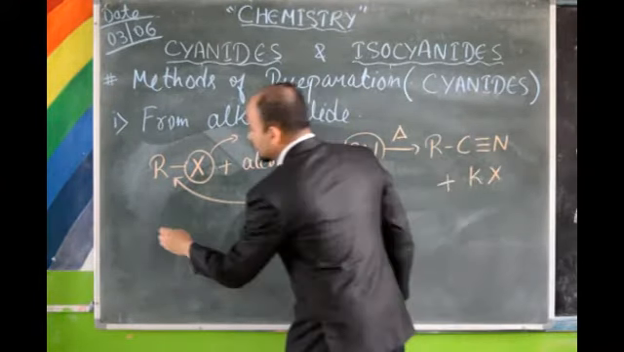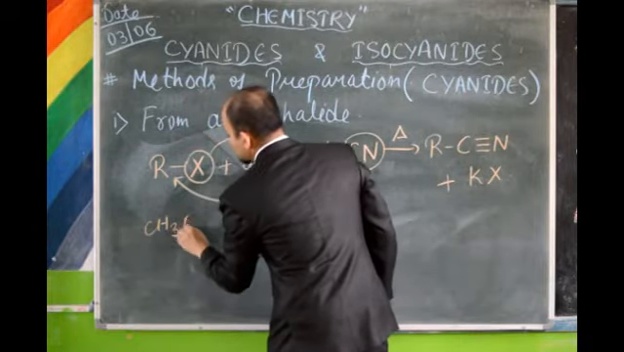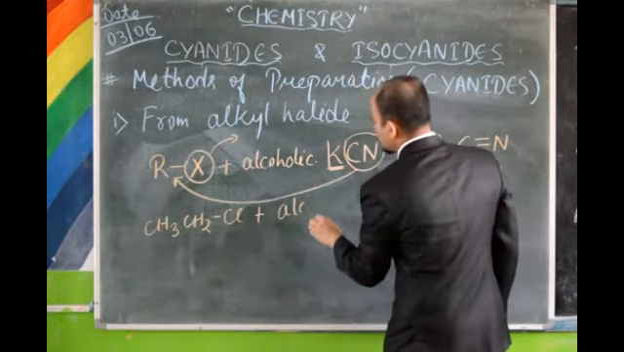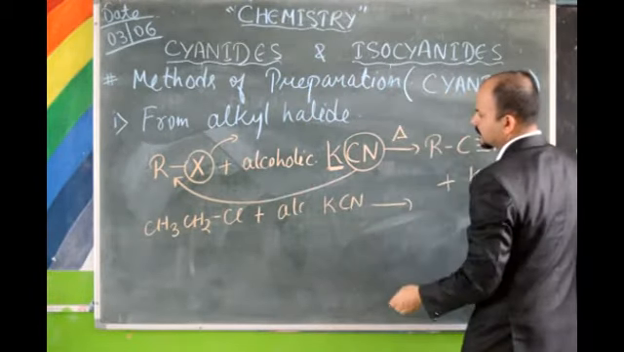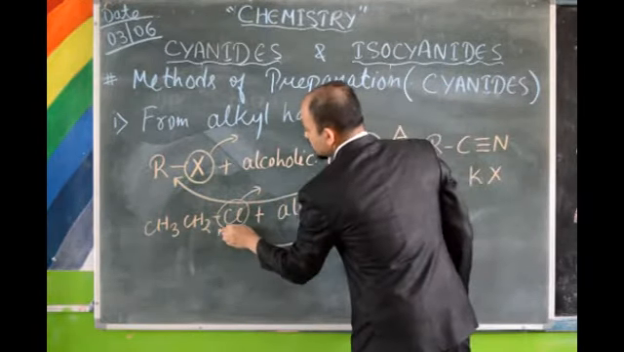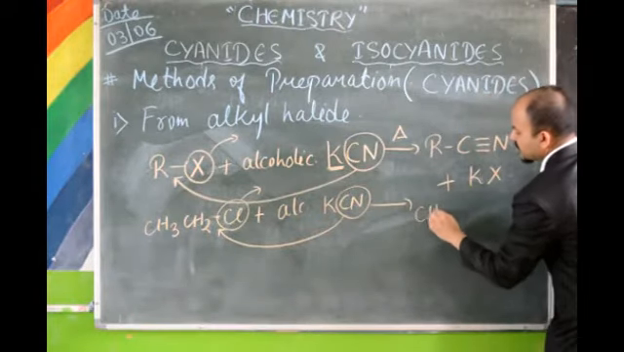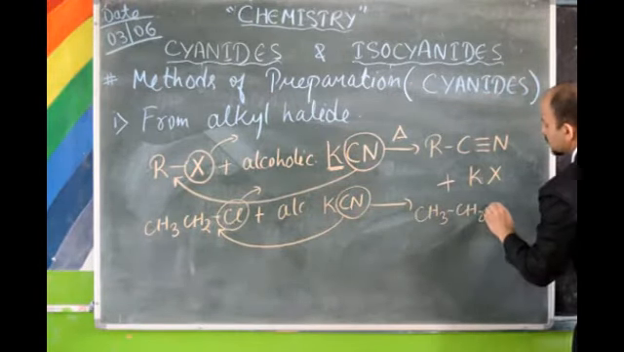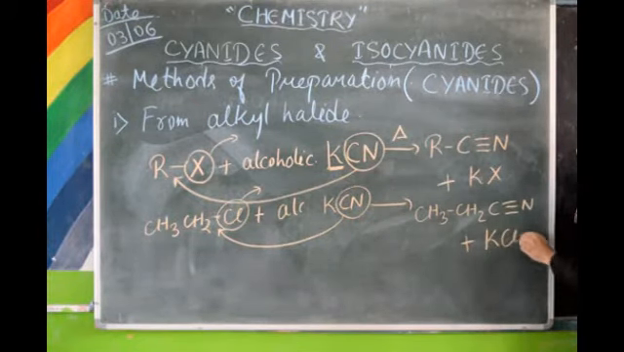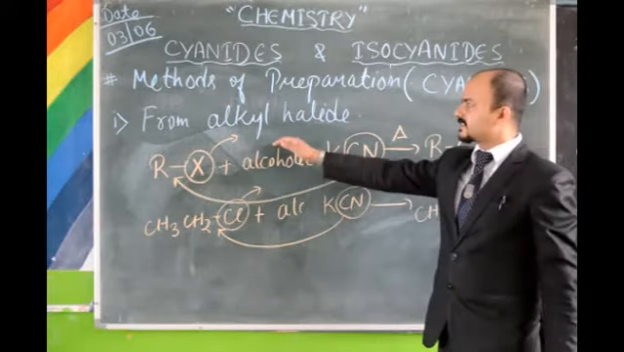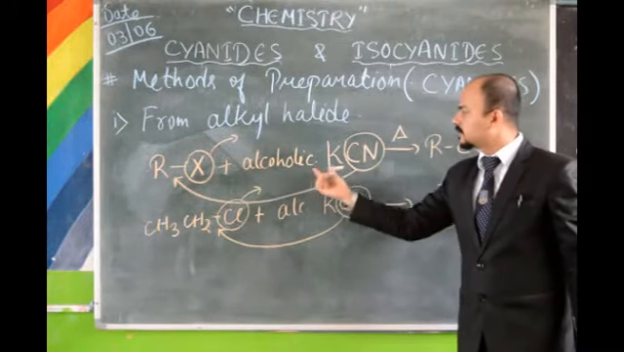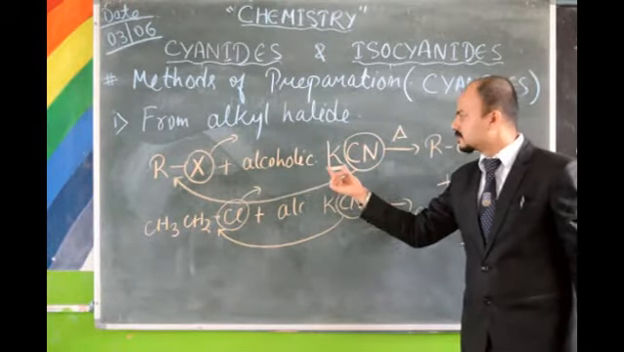Let's take one particular example. Say you have CH3, CH2, chloride, and you are treating it with alcoholic KCN. Now what will happen? This CN will substitute the Cl. As it comes in, the Cl leaves, and you will get the product CH3, CH2, C triple bond N, plus the byproduct KCl. Here, in the case of cyanide, you are treating with alcoholic potassium cyanide. Please remember this potassium.